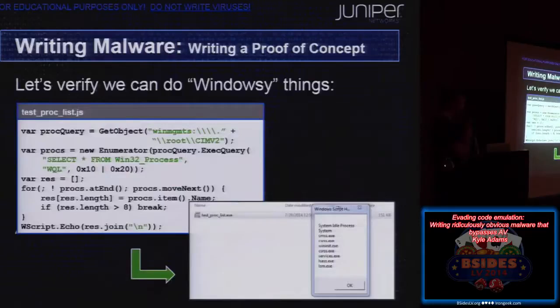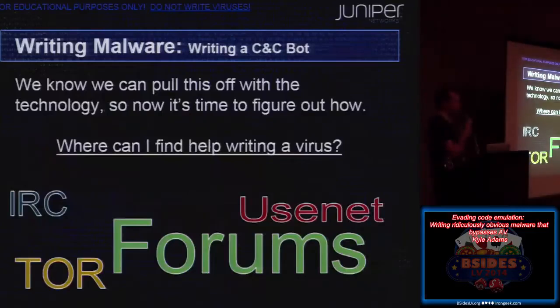But we want to make sure we can actually do things to the operating system, because after all, this is a virus. We need to actually interface with the OS. So this is just a quick little script I grabbed off the internet that gets your process list and shows you the first 8 things in Task Manager. And when I wrapped that in iExpress and ran it, you can see I get the top 8 processes in the Task Manager.